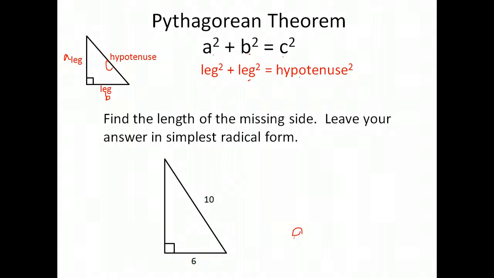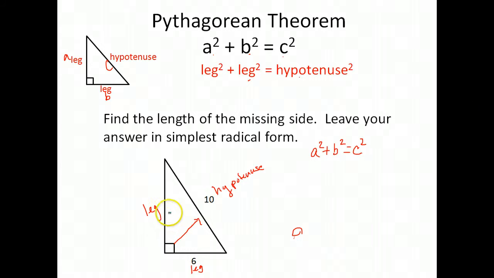Find the length of the missing side. Leave your answer in simplest radical form if necessary. Okay, so we write down the Pythagorean theorem: a squared plus b squared equals c squared. Make sure you get the right parts in the right place. It does matter. So let's identify our hypotenuse: it's the longest side, the one across from the right angle. So here's our hypotenuse, and then we have a leg and a leg.